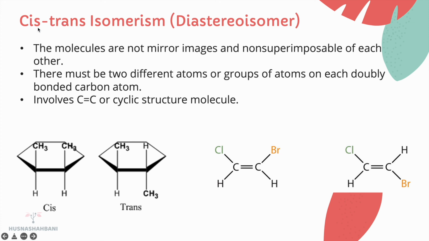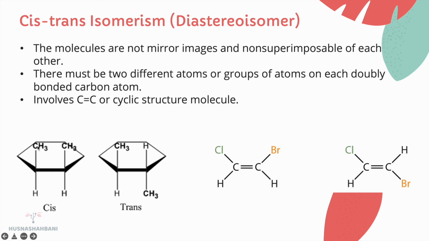This one is the second type of stereoisomerism, cis-trans isomerism or diastereoisomerism. The molecules are not mirror images and are non-superimposable on each other. There must be two different atoms or groups of atoms on each doubly bonded carbon atom. It means this carbon here must be attached to two different atoms or groups of atoms.